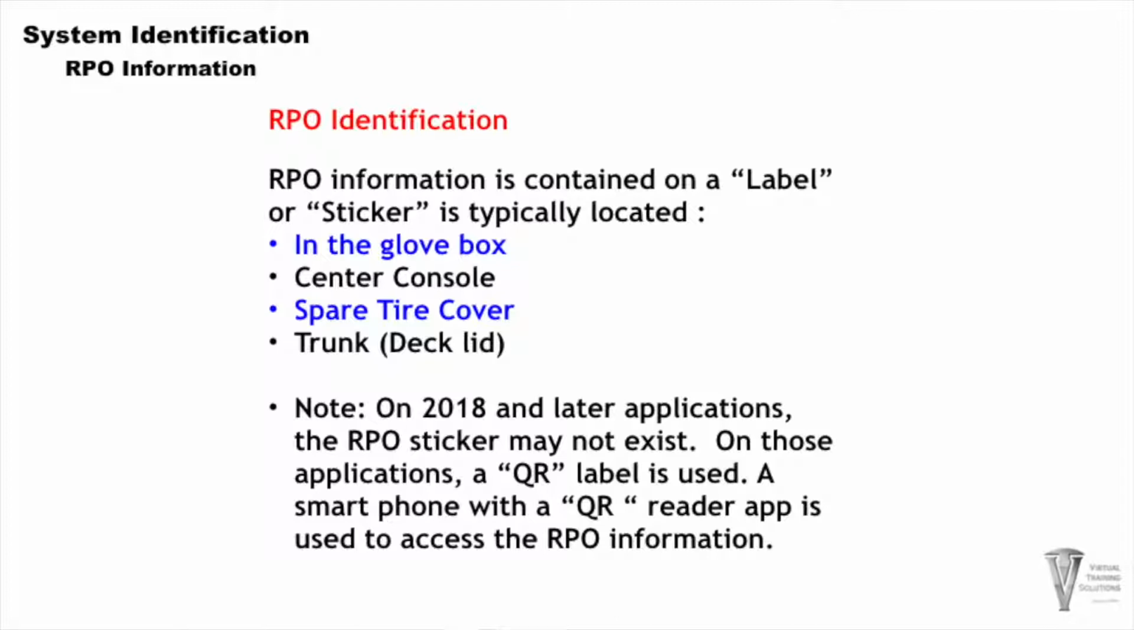So when we're talking about this, the RPO sticker or label itself is located in the glove box, center console, your spare tire cover, or your deck lid or your trunk lid. Those are the typical locations for it.